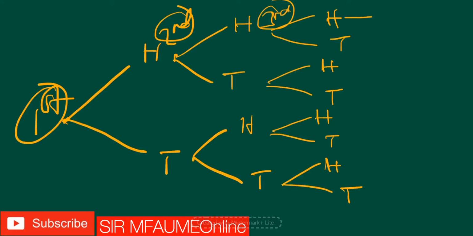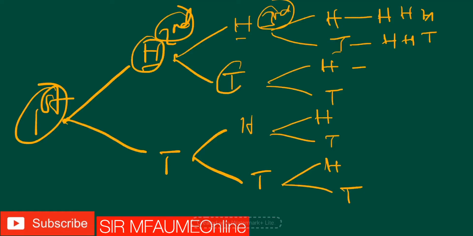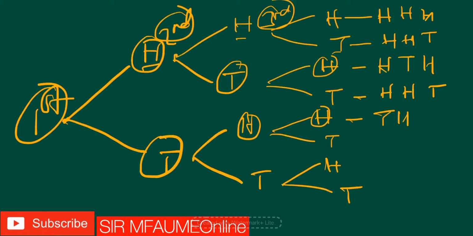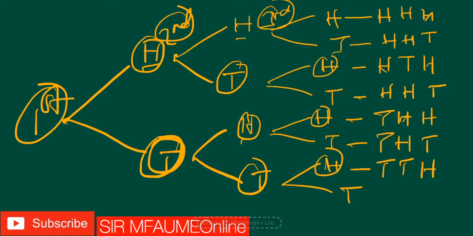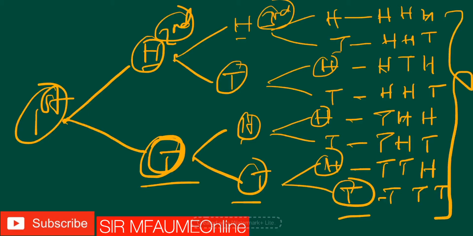The first one will be head, head, head. The second one here will be head, head, tail. Then the third one will be head, tail, head. Then this one will consist of head, tail, tail. How about this one? It will consist of tail, head, head. Then from there, this one will consist of tail, head, tail. Okay, this one will consist of tail, tail, head. And the last one will consist of tail, tail, tail. Okay, now from there, this one is the element of the set of sample space, and this one is what we call the tree diagram.